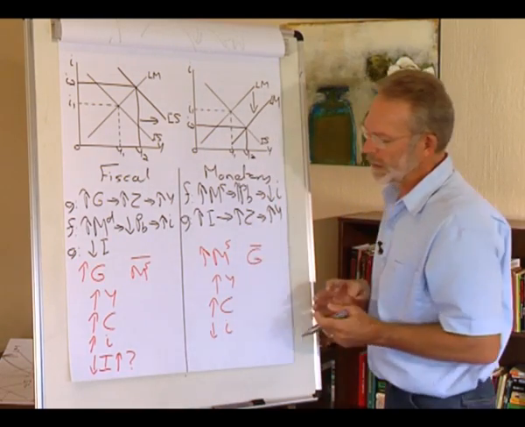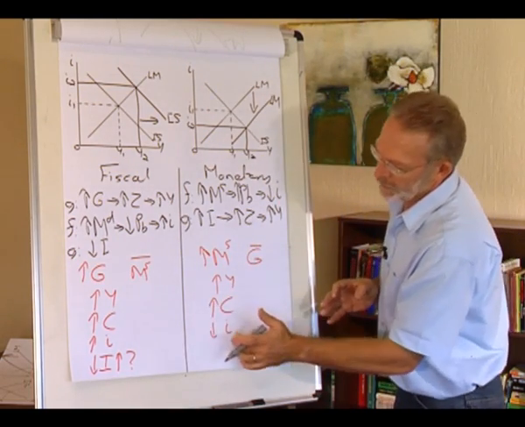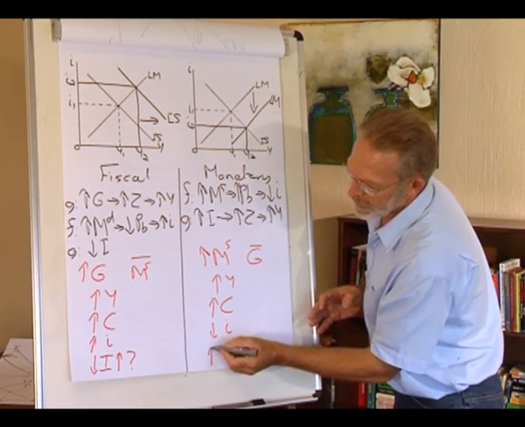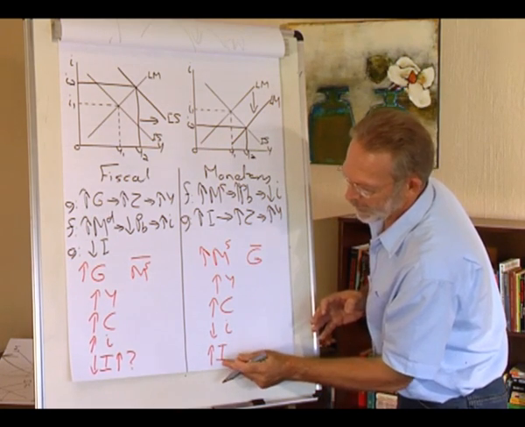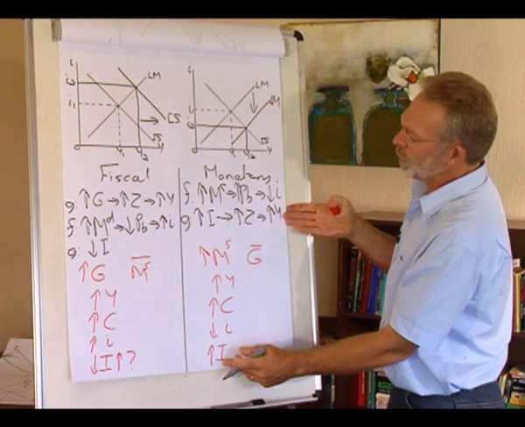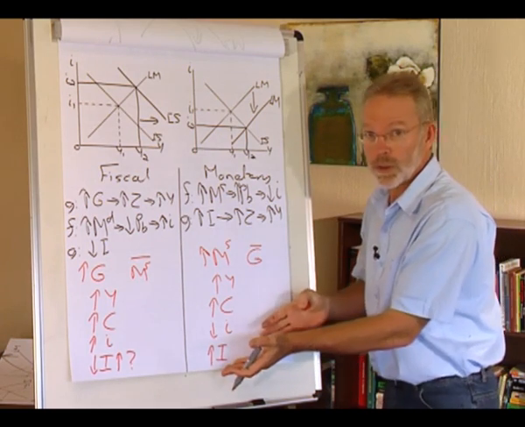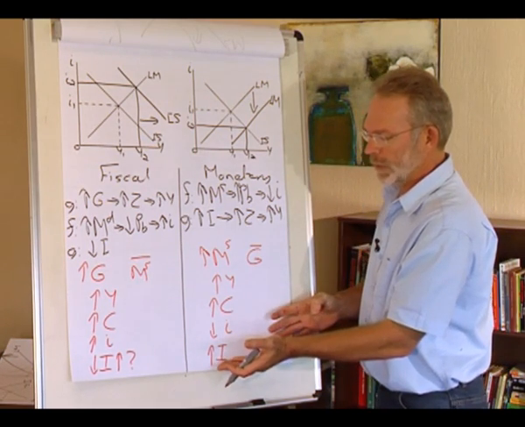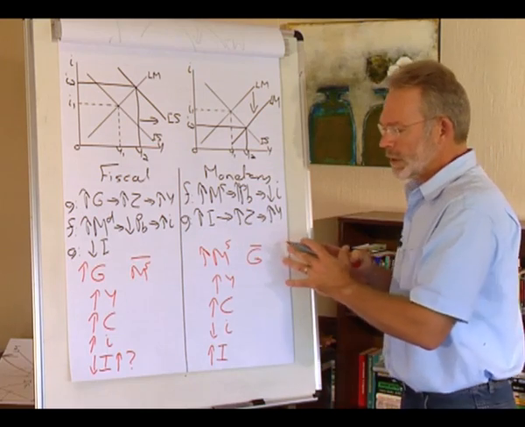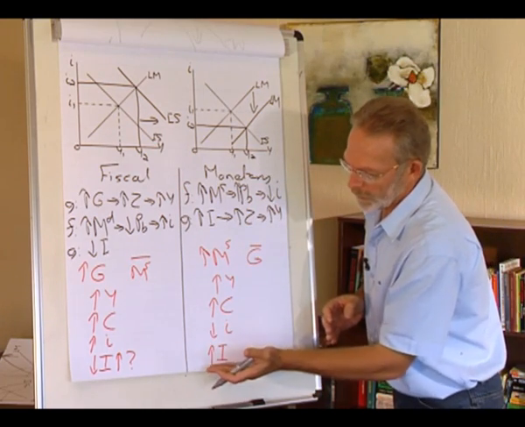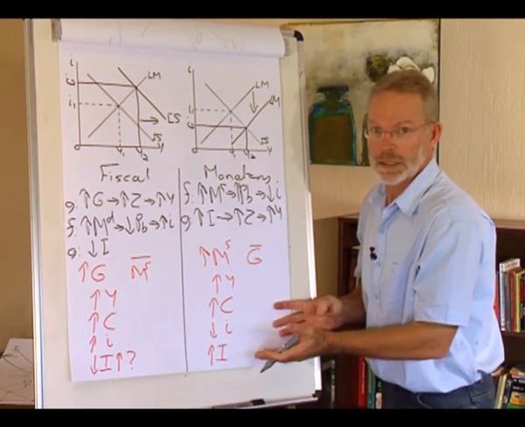With monetary policy, we see that the interest rate decreased. That has a positive effect on investment spending. The output level also increased, again a positive effect on investment spending. So with monetary policy, we definitely can say that investment spending has increased. And that's the end of the story.